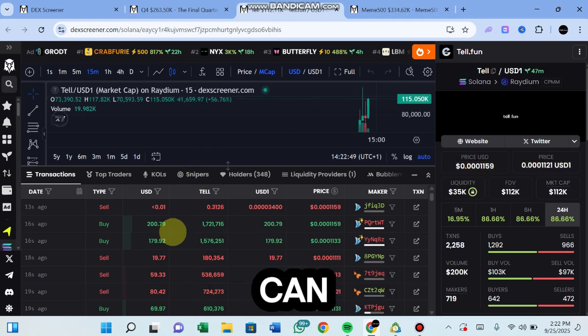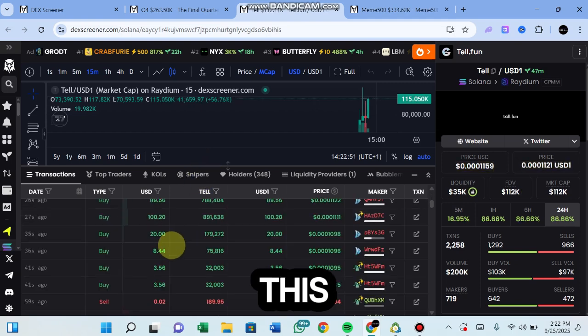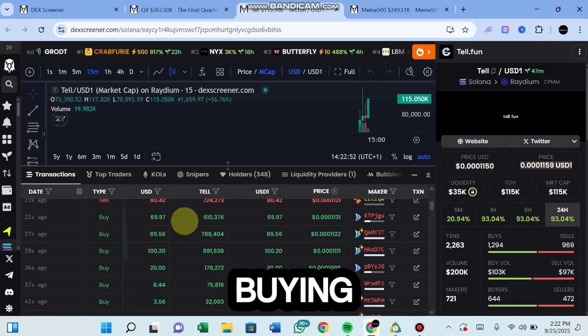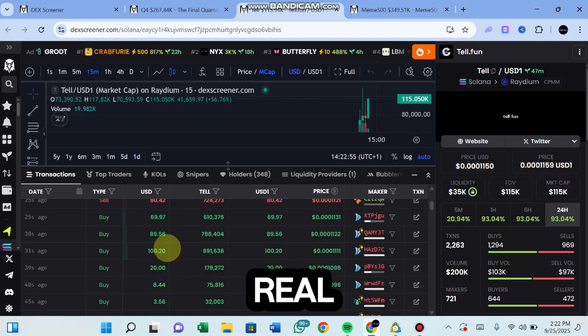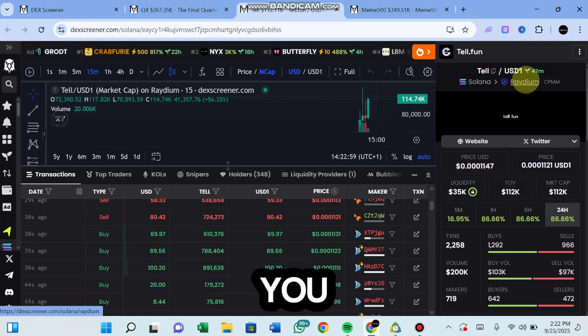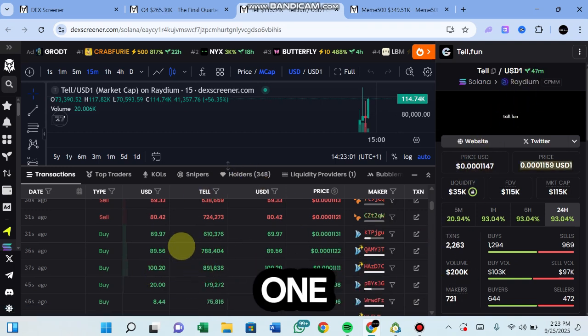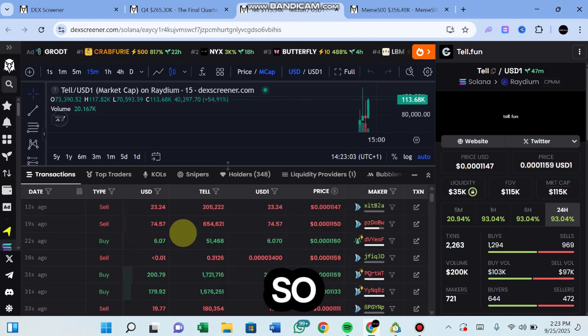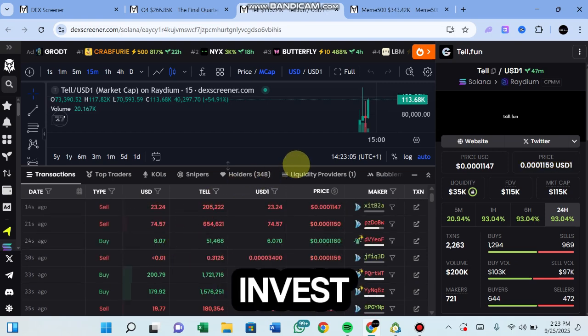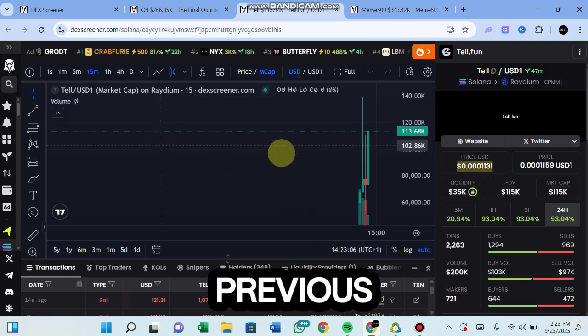This particular one, as you can see, there are more people buying in this particular coin, putting in more money than the previous one. You can see $100, $89, $69 than the previous one. Just got about 47 minutes ago. So I'd more likely invest in this particular one than the previous one.